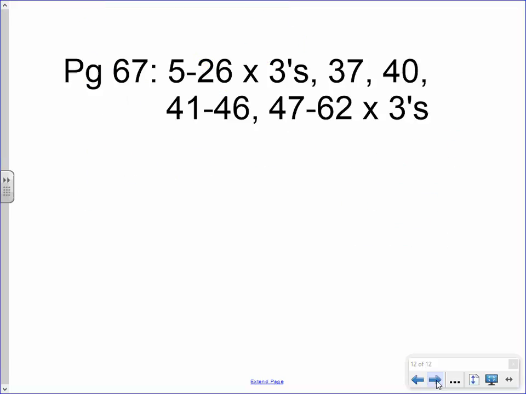So you already have your homework. This is it. I have some highlighted that you need to do bare minimum. Okay? We have about 5 minutes left in class.